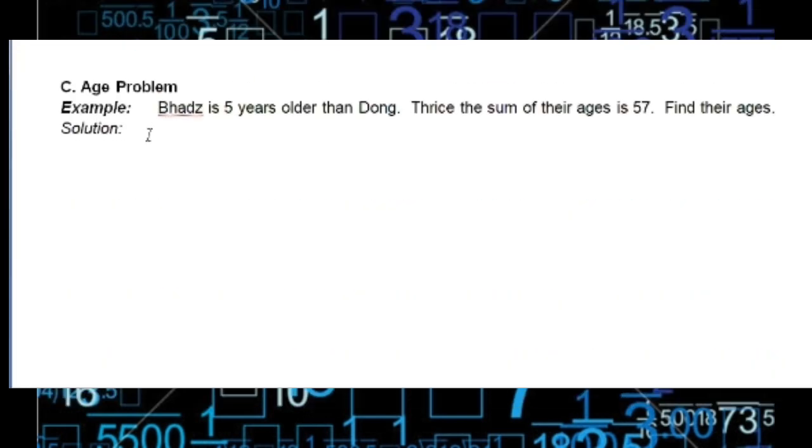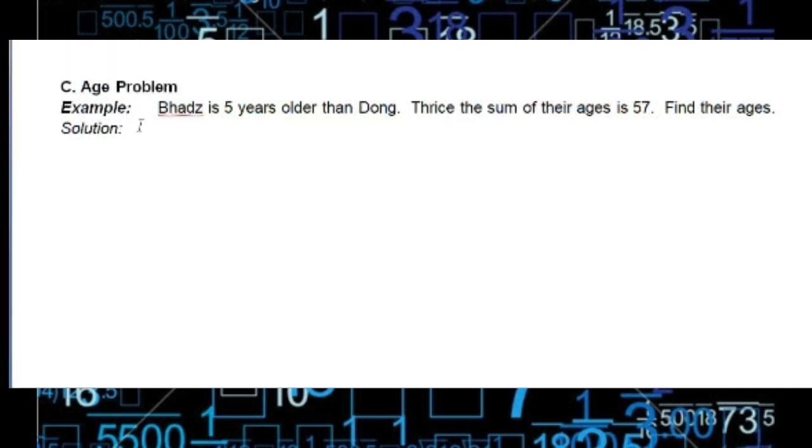Age problem. Bads is 5 years older than Dong. Thrice the sum of their ages is 57. Find their ages. So, si Bads daw ay mas matanda ng 5 taon kay Dong. 3 beses daw ng sum ng edad nila ay equal sa 57. Pag inadd mo daw yung age nilang dalawa, tapos ito times nyo sa 3, pag pinerform nyo daw yun, ang sagot 57. Ano yung mga ages nila?